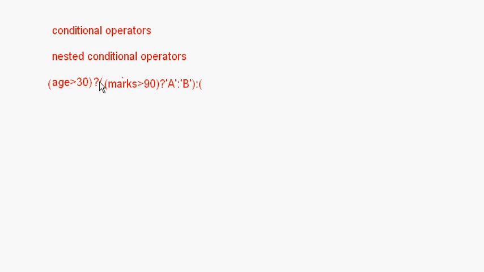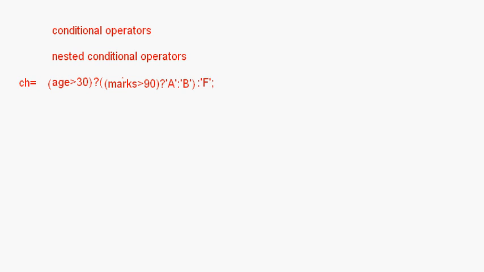Okay. If age is less than 30, then we come to this part. This is the else part of that. And here I say if age is less than 30, then I say F. Something like this. Here I want to store this into a character variable. Let's say the character variable is CH. Like this. So this is a nested conditional operator.